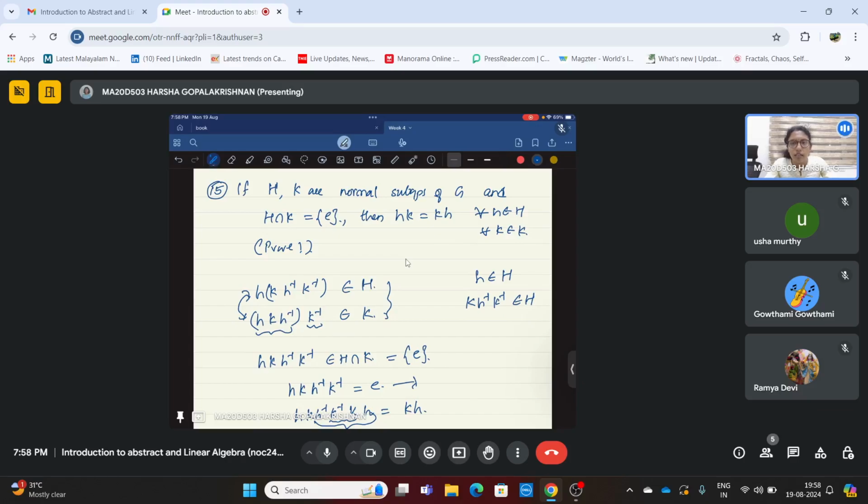So now we were just giving an introduction to abstract algebra, and we are stopping that introduction here, and the next thing is the introduction to linear algebra. So from next week onwards we will see the questions related to linear algebra.